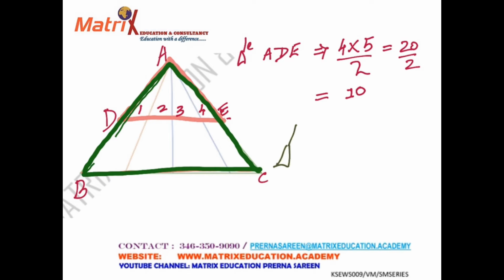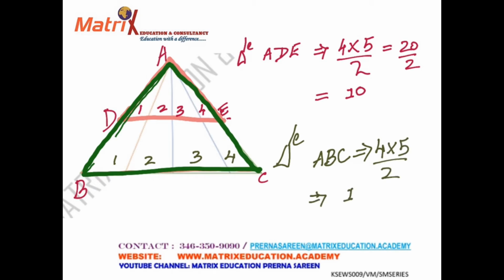I am writing triangle ABC. Now, how many partitions are there? 1, 2, 3, and 4. Equal partitions: 4 times 5 divided by 2, and the answer is 10.